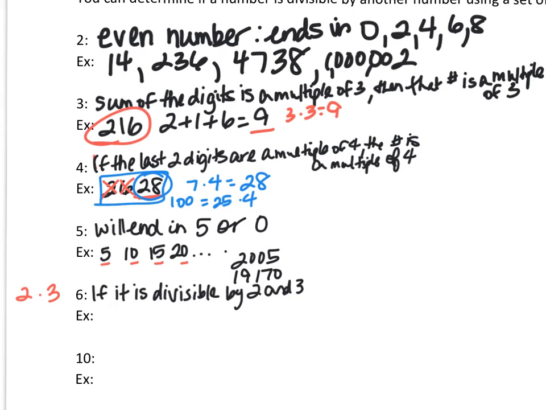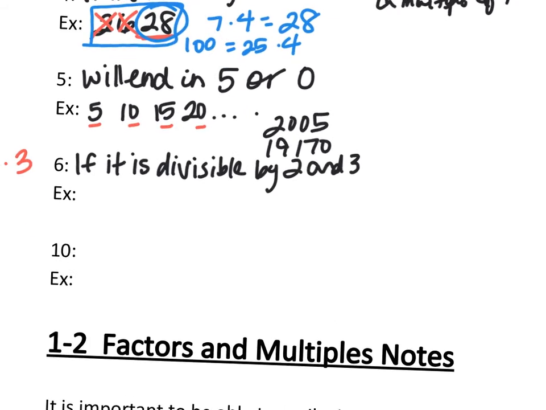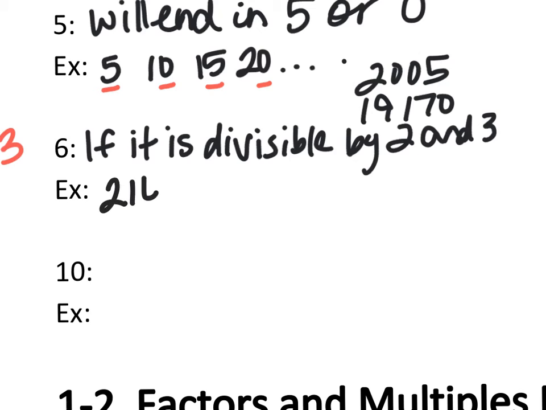So start with the 3, because that's the one that's going to help you the most. So if you add up all the digits, that number has to be a multiple of 3, like we talked about up here. But now it also has to be ending in an even number. So let's look at 216 again. Okay, so we already determined that 216 is divisible by 3. And because it ends in an even number, ends in a 6, you can also divide that number by 2, which means the whole thing is divisible by 6.